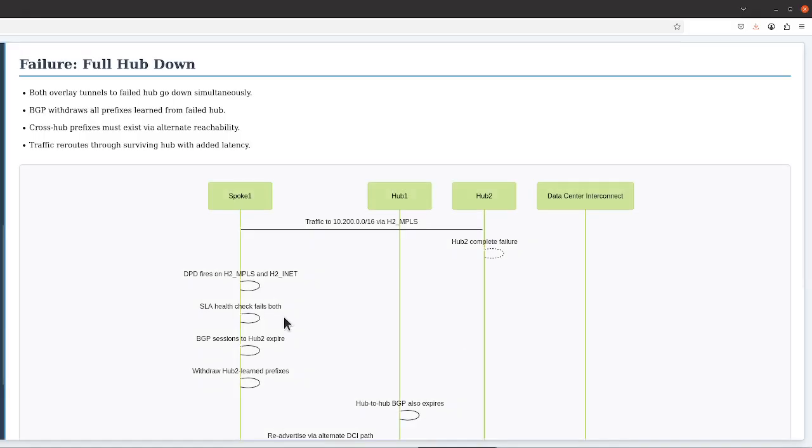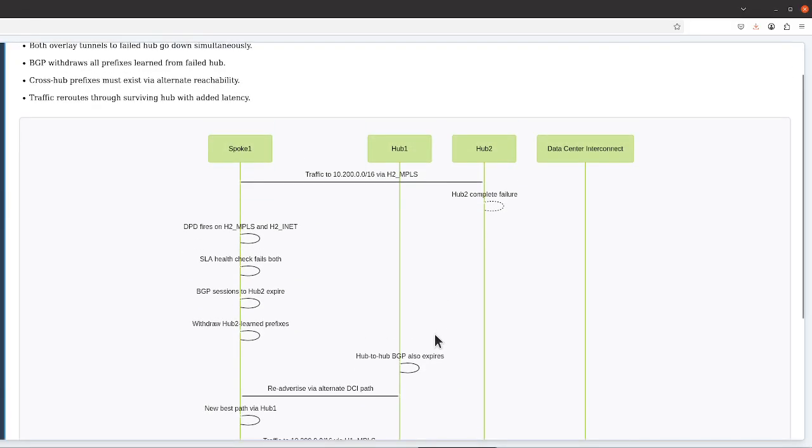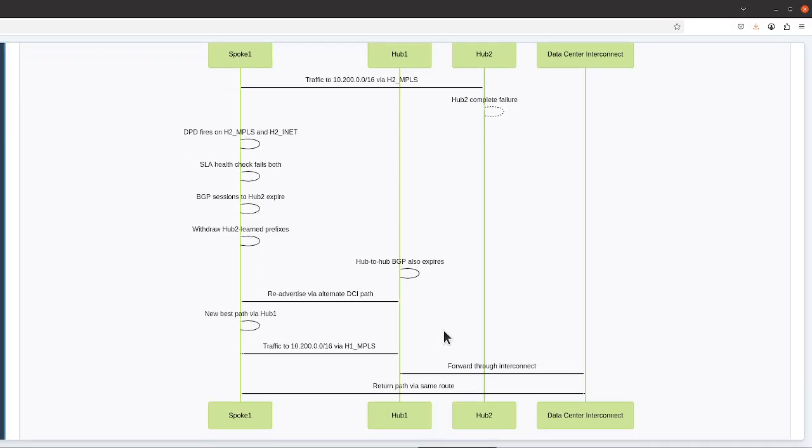Failure scenario: full hub down. Let me walk you through this hub failure sequence diagram. A full hub outage is less common than a transport failure but far more consequential, because it removes an entire routing target from the fabric. The multi-hub design exists primarily to handle this scenario gracefully.